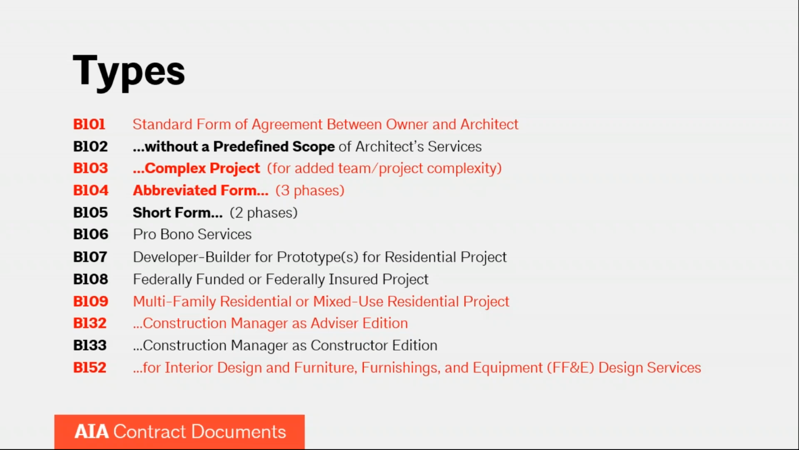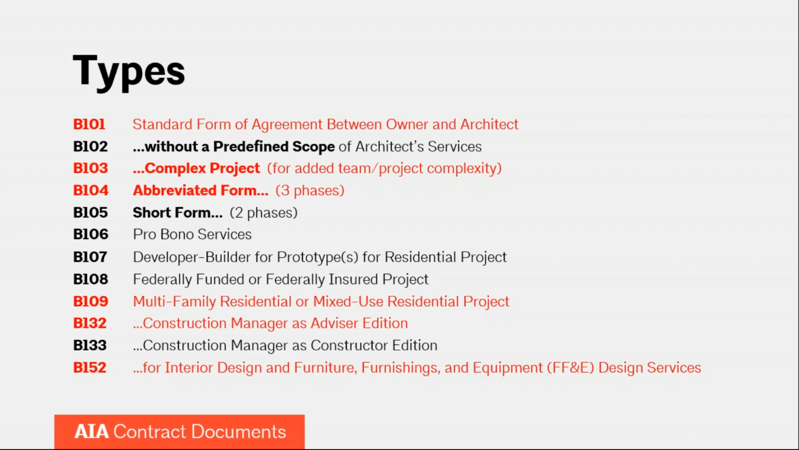The next one is the B132. It's the agreement between the owner and architect for use on building projects where construction management services are to be provided under a separate contract with the owner. It's coordinated with AIA document C132, which is an owner construction manager as advisor agreement. Jonathan mentioned that earlier when he was going through the relationship diagrams. In this one, the construction manager is an independent advisor to the owner throughout the course of the project.